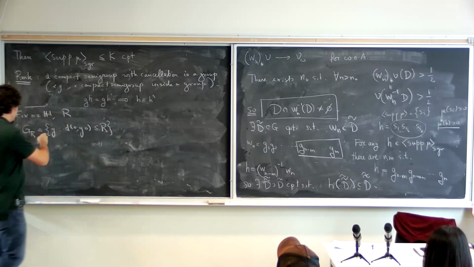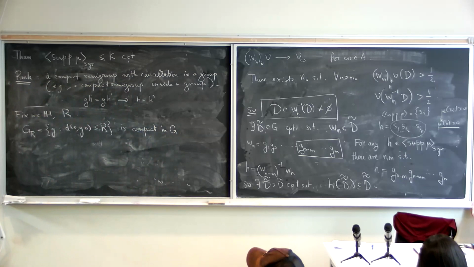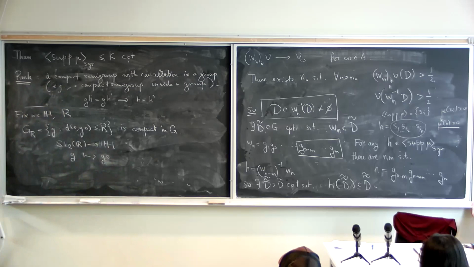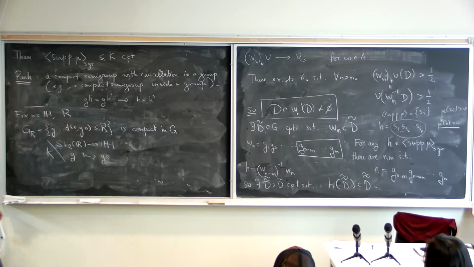The claim is that this is compact in G. And again, the issue is because there is a map from SL_2(R) into H, which maps g to g o. And then this factors through the stabilizer of o, which is a compact subgroup K. So if you take a compact set here and you pull it back to SL_2(R), it's also compact.